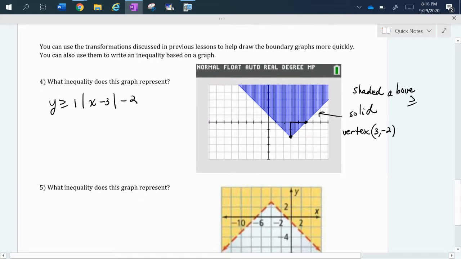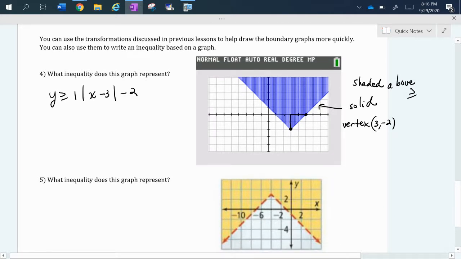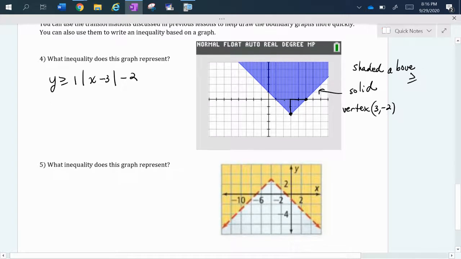So exactly what we did yesterday. We need the vertex and we need the a, except we don't want an equal sign anymore. We want an inequality sign. And if it's a solid boundary, we want a or equal to. If it's shaded above, we want a greater than. If it's shaded below, then we want a less than.